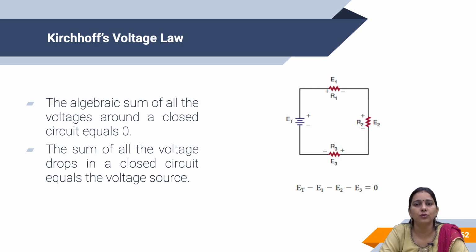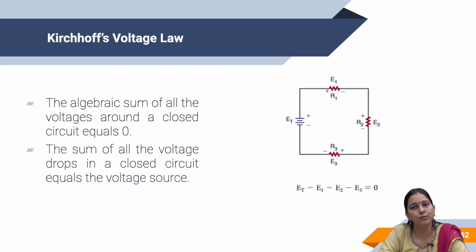The next law is Kirchhoff's voltage law. According to Kirchhoff's voltage law, the algebraic sum of all the voltages in a closed loop, and this condition is very necessary, in a closed loop will be equal to 0. When we talk about the sum of all the voltages, a voltage source may be considered in the positive convention, and a voltage drop will be considered negative. So, according to Kirchhoff's law, the algebraic sum of all the voltages around a closed circuit will be equal to 0.